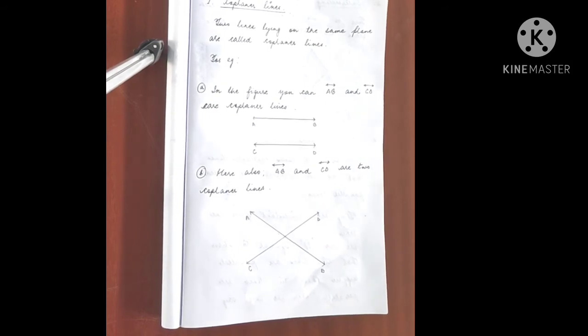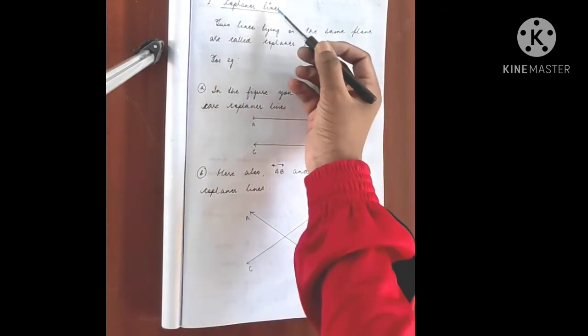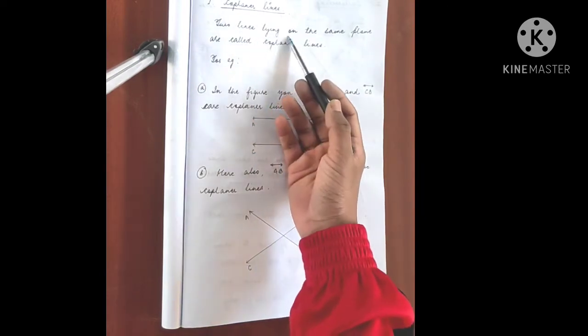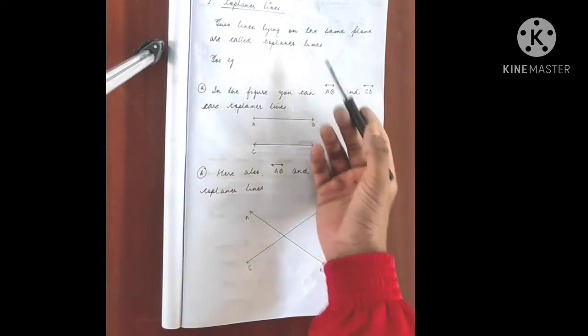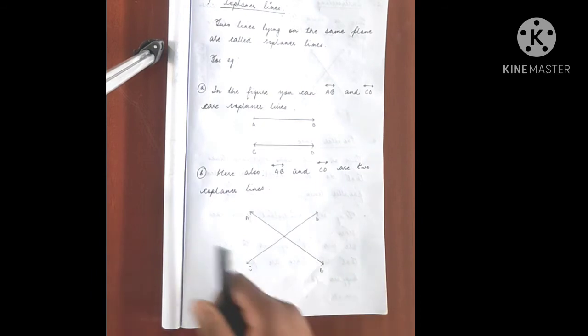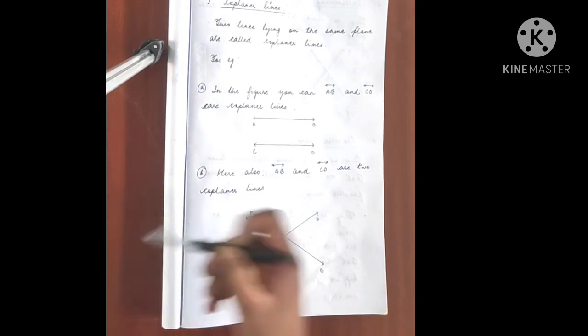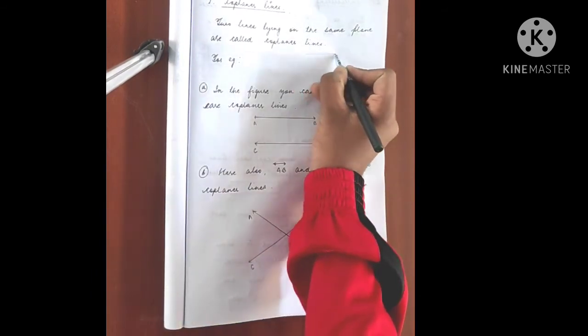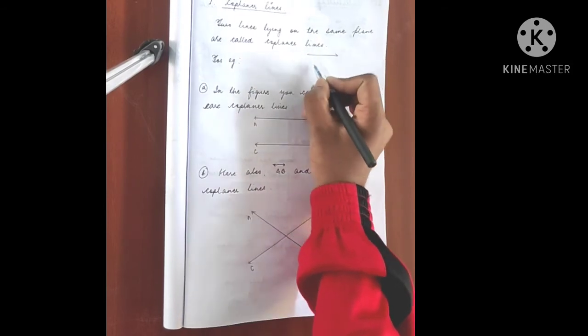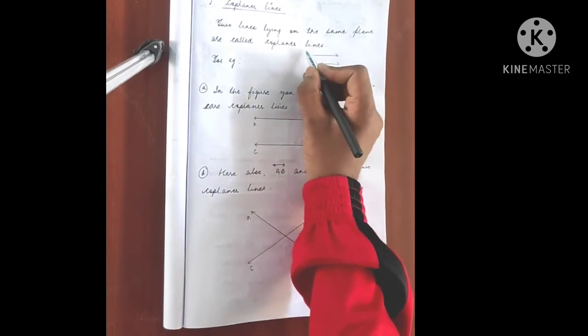Okay, so students, now you see that we are going to talk about types of lines. Some types of lines are there. First one is coplanar. Two lines on the same plane are called coplanar lines. Suppose any two lines are there, like this way, this is the first line, this is the second line, and they are in the same plane.